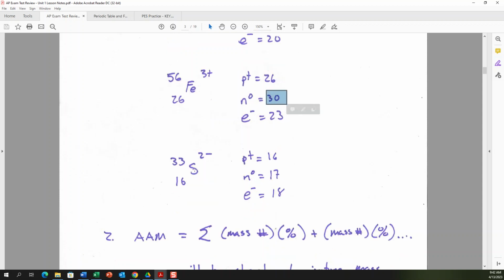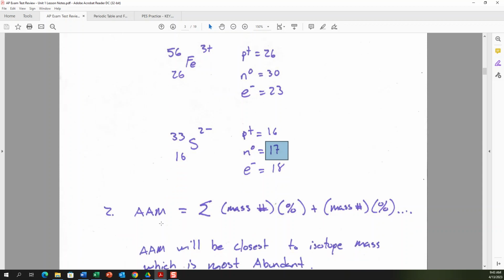Okay, here I got a negative ion, so that means more electrons than protons. So I have 16 protons. That means I have 18 electrons because it was minus 2. And then again, 33 minus 16 would give me how many neutrons I have.